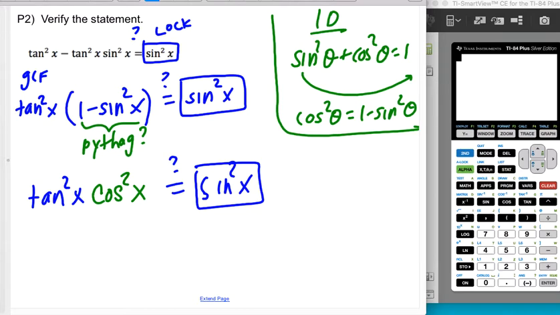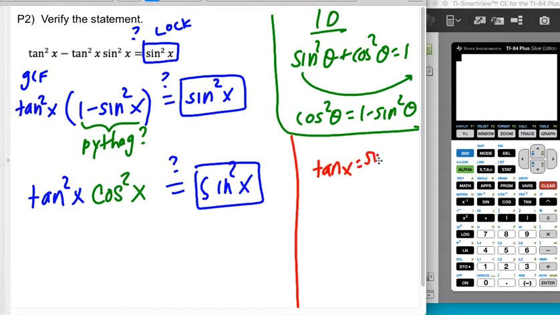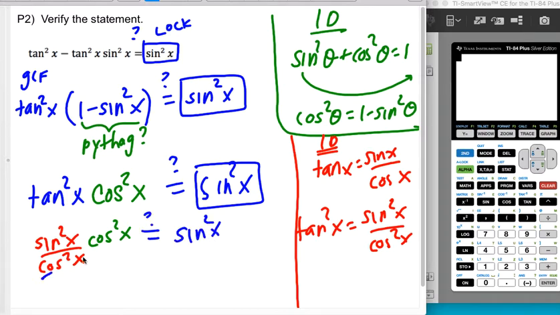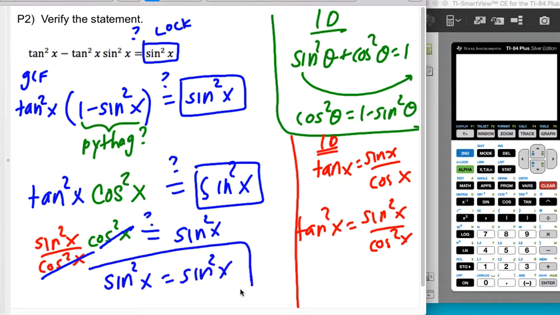Well, one more step, if I recognize that there is another identity that says tangent of x is sine over cosine, right? Well, that must mean that tangent squared of x is sine squared over cosine squared, right? So that's another identity. So I can replace this guy with sine squared x over cosine squared x, multiplying by a cosine squared x. And I'm trying to show that that equals a sine squared x. Well, the cosines cancel, and sure enough, I get sine squared x equals sine squared x. Both sides are identical, so I'm officially done.